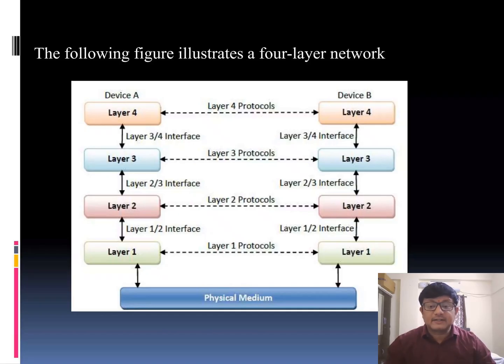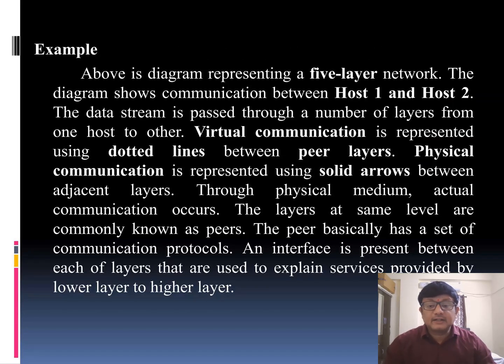The figure here illustrates a four-layer network. We can see there is a physical medium underneath, and layer 1, layer 2, layer 3, and layer 4. There are two devices, and with these four layers it can interface. So in that diagram, we have seen it is a five-layer network. It shows the communication between host 1 and host 2. The data stream is passed through a number of layers from one host to another.